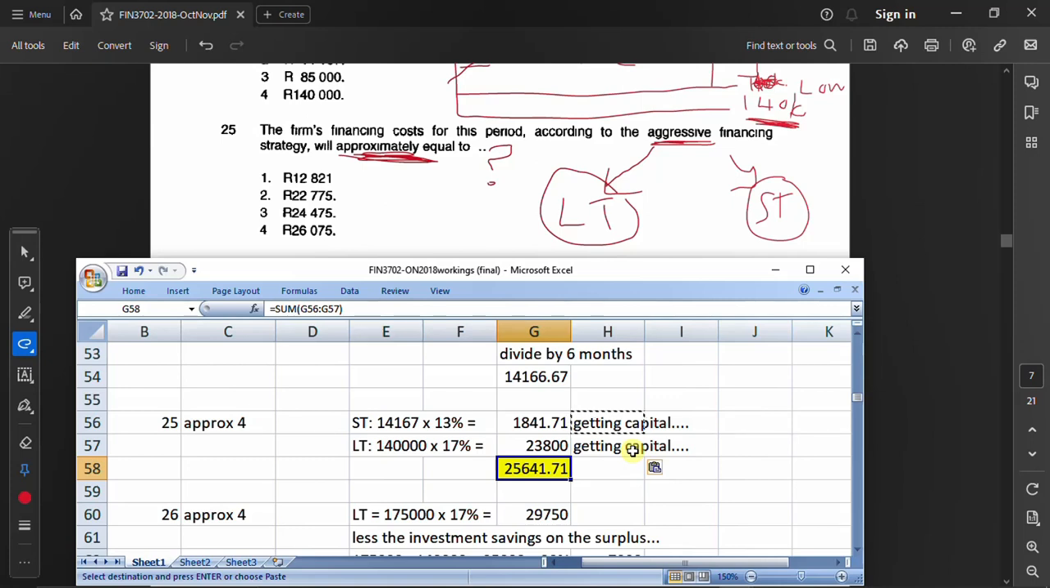I don't know why they don't give equal answers like that. They say approximately equal to. I don't know why, that's weird. It's strange. Just give the right answer.